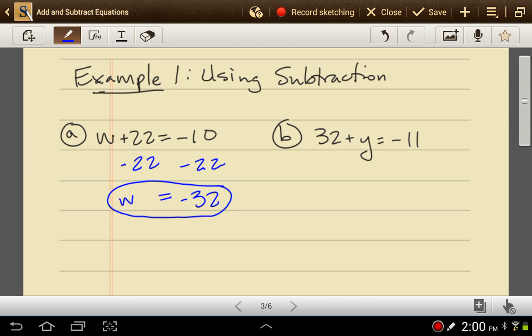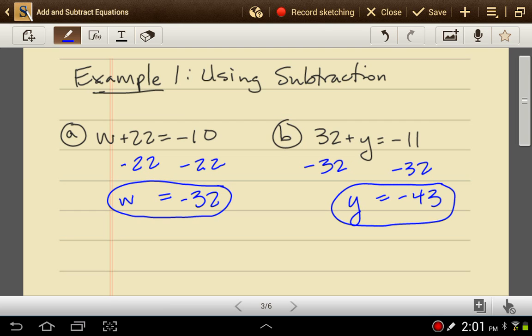I have a positive 32 in front there. So to get rid of that positive 32, I'm going to subtract 32 from both sides. That's going to get that to 0. 0 plus Y. Our goal in adding and subtracting equations is to get the value that is with the variable to 0. So whatever I have to do to get that side to 0, because I want 0 plus my variable. That keeps my variable by itself. That's going to be Y equals negative 11 minus 32 is negative 43.